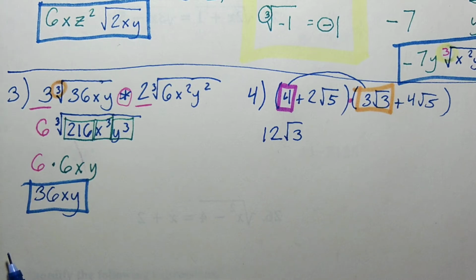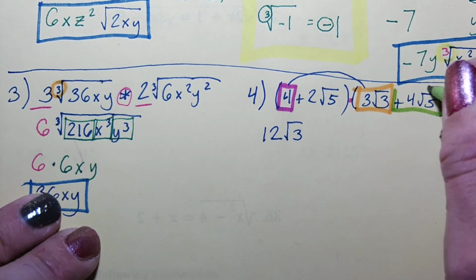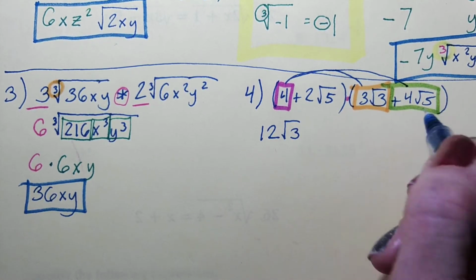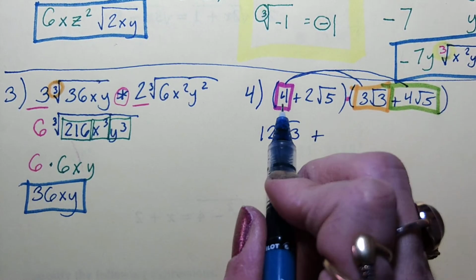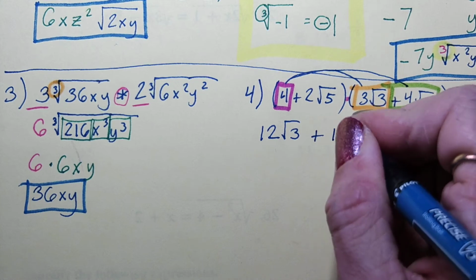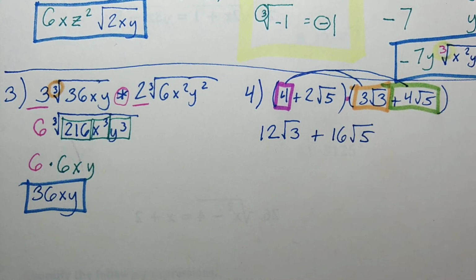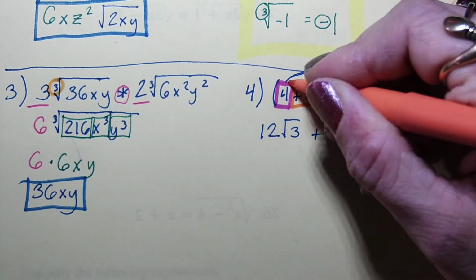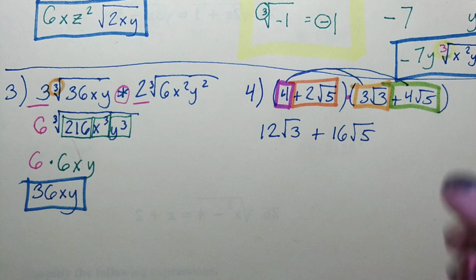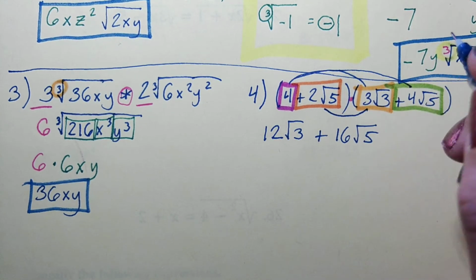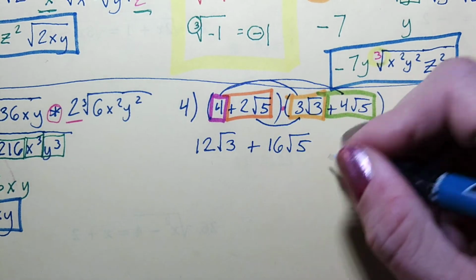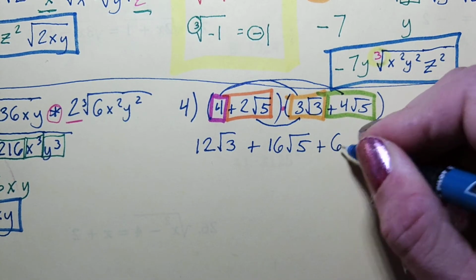Then I multiply my outside terms together. This is all one chunk. So when I take 4 times 4 rad 5, we multiply 4 times 4 to get 16, and the rad 5 tags along. For my inside products, multiplying these together, 2 times 3 is 6.